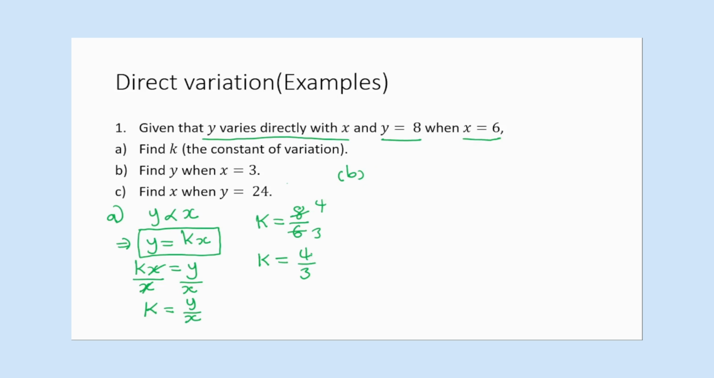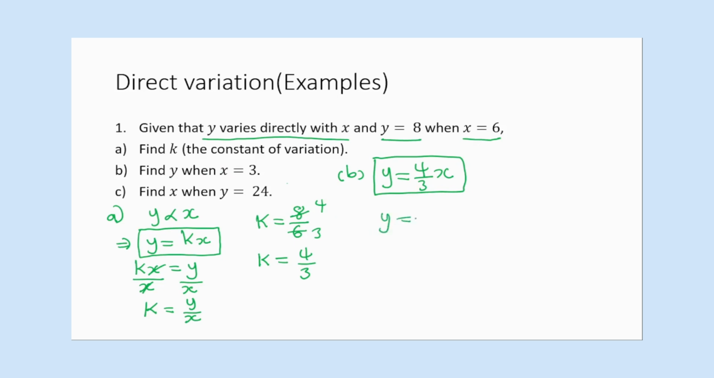We already know what the constant of variation is. The specific value is 4 over 3. So we substitute this 4 over 3 in this general equation to get y = 4 over 3 x. This is the equation that represents the situation that is prevailing in this example. The next thing that we need to do now is to substitute in the 3 because we want to find the value of y when x is 3.